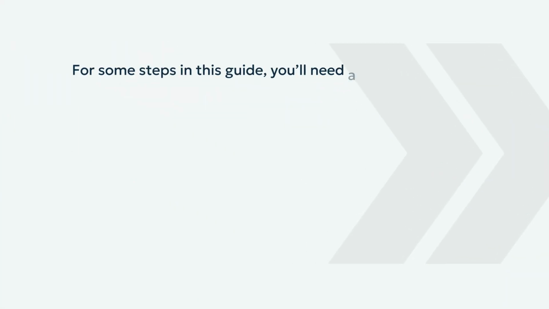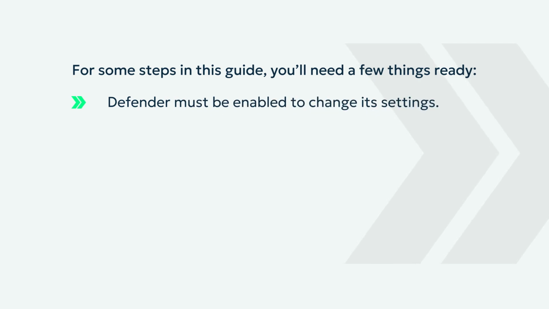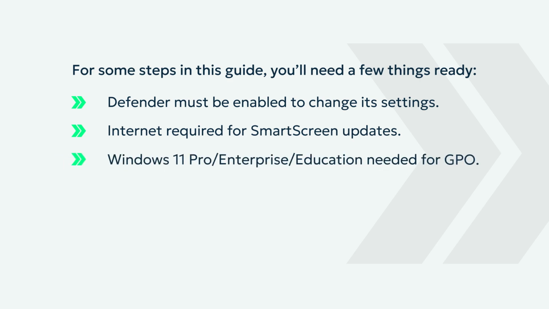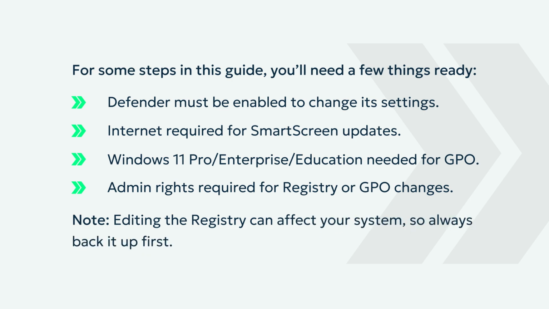Prerequisites to enable or disable Microsoft Defender. For some steps in this guide, you'll need a few things ready. Namely, Microsoft Defender must be enabled to adjust its settings, a stable internet connection for SmartScreen updates, Windows 11 Pro, Enterprise, or Education to use Group Policy Editor, and administrative rights for registry or GPO changes. Keep in mind, editing the registry can impact your system. Always back it up first so you can restore it if needed. Now, let's go over the different methods you can try.